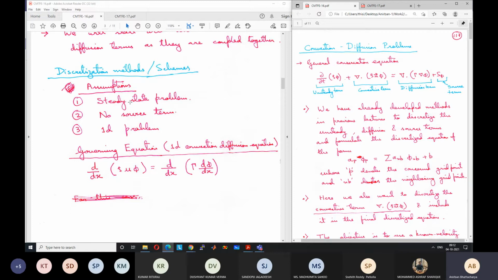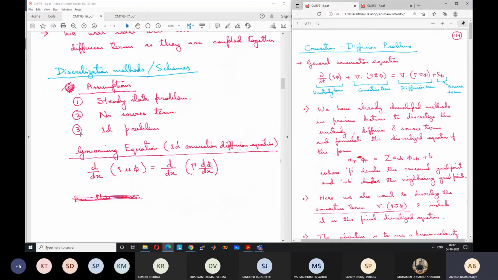We have a steady state problem. This assumption is just to remove the unsteady term. Otherwise also we can do it, but this will enable us to focus more on the actual things which we are worried about, the convection and diffusion terms. And we have also ignored the source term. Initially we will consider a 1D problem.